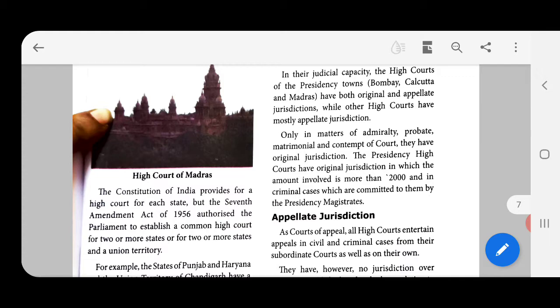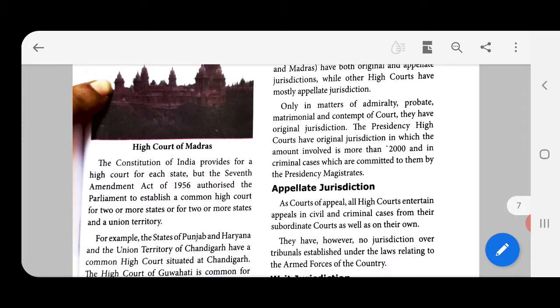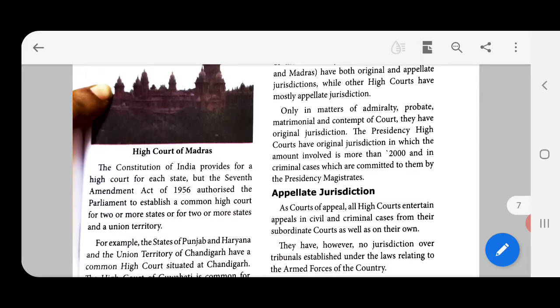So there are original jurisdiction is the original type, okay, whereas in the other one we have only appellate. Only in matters of admiralty, probate, matrimonial and contempt of court they have original jurisdiction. So what comes under original jurisdiction? Admiralty, probate, matrimony and contempt of court. All these words I hope you know.